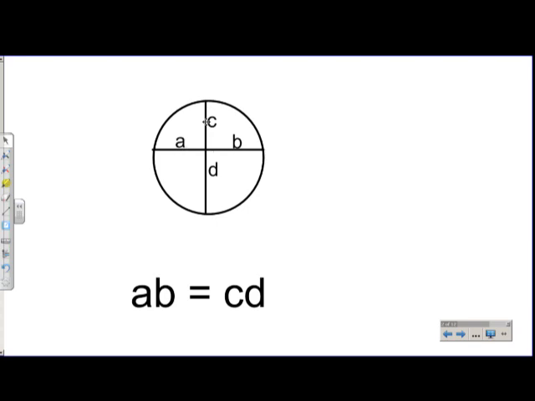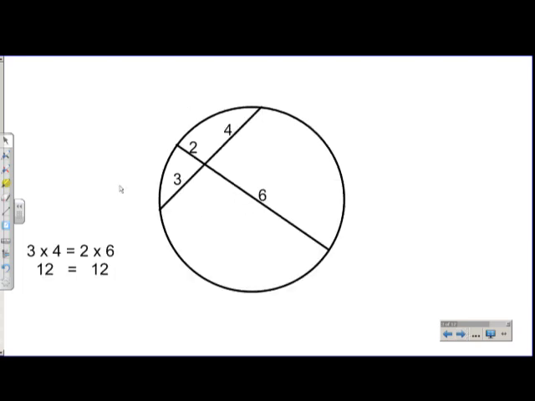If you have two chords inside of a circle, then you say part times part equals part times part. It's like A times B equals C times D. It's just this part of the segment and this part, if I multiply them together, will equal these two multiplied together. Let's watch how it works.